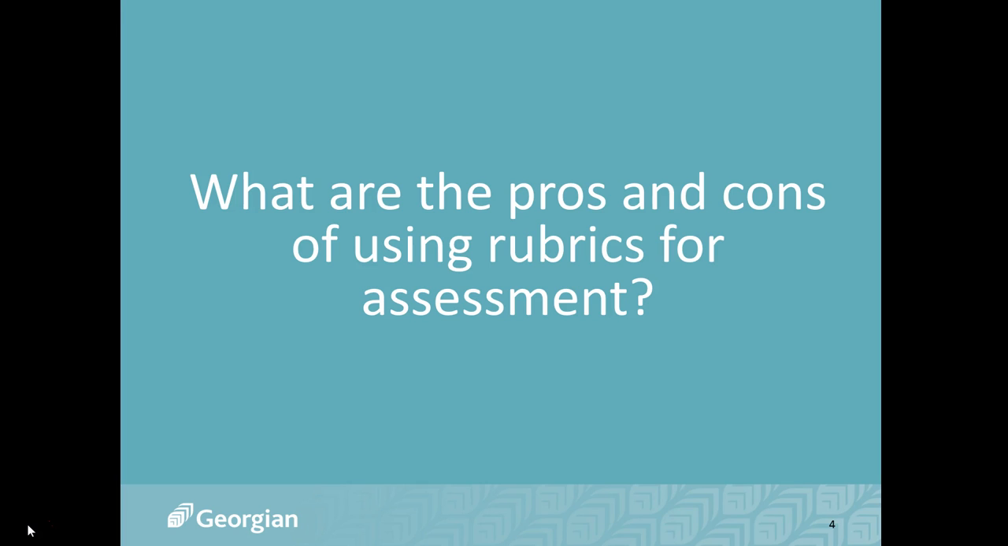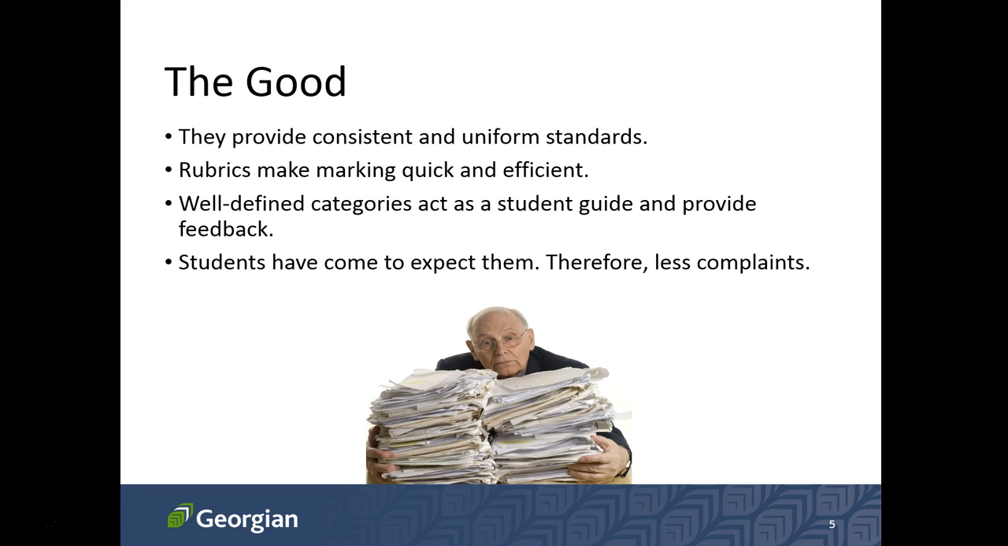We've had a number of different brainstorm sessions with other groups. So I want you to think about what are some good and bad things about rubrics? Let's first take a look at the good. One thing that rubrics do is provide consistent and uniform standards. They act as a sense of objectivity in what can often be very subjective topics. So it's consistent, it's uniform, students appreciate that.